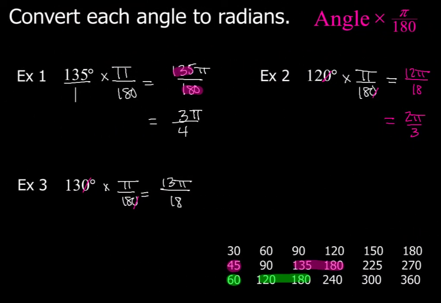Alright, Rockstar, how'd you do? Did you get 13 pi over 18? I'm sure you did. So that's all you need to do to convert angles to radians, is take the angle, multiply it by pi over 180.